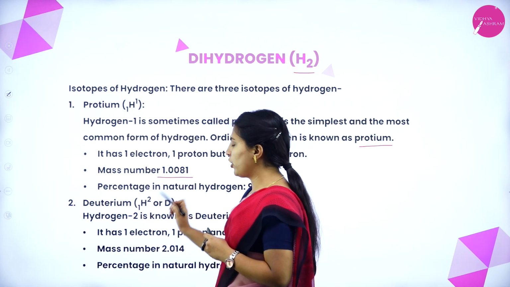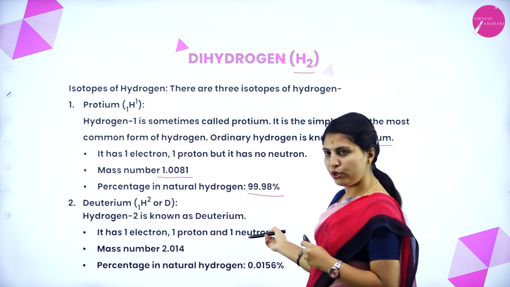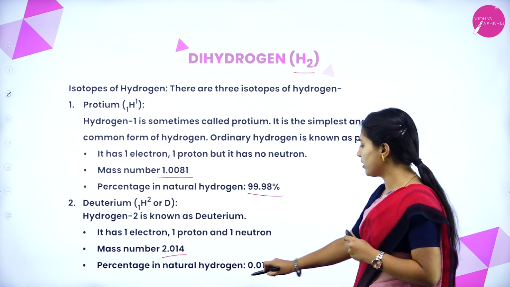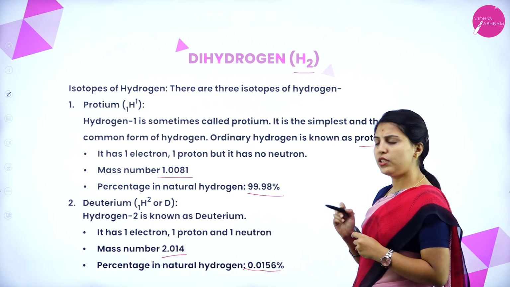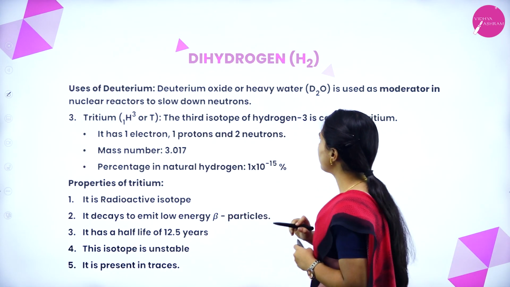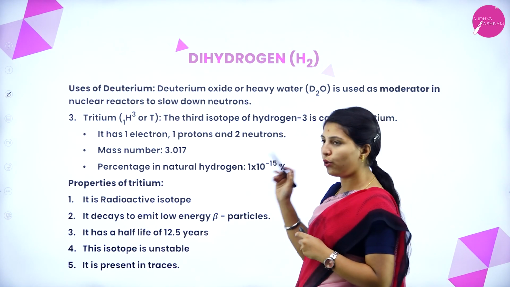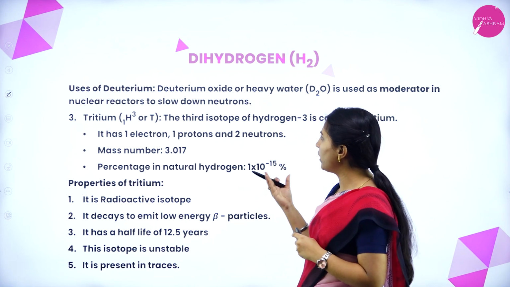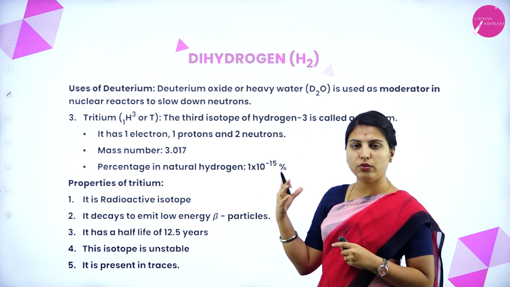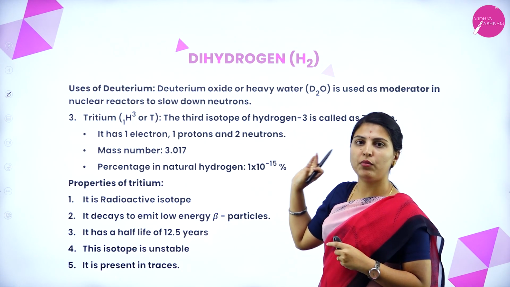Next, deuterium. Atomic number is 1, mass number is 2. It has one electron, one proton and one neutron. Mass number 2.014, percentage in natural hydrogen very less, that is 0.0156%. Uses of deuterium. Deuterium oxide or heavy water is used as a moderator in nuclear reactors to slow down the neutrons. In nuclear reactors, neutrons are produced at high speed. To slow down those neutrons, deuterium will be used as a moderator.